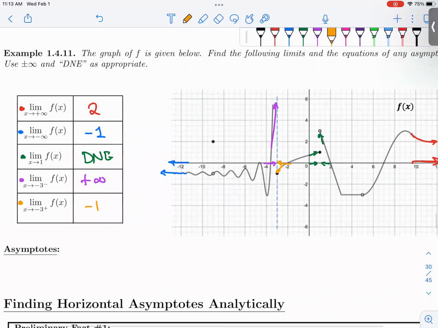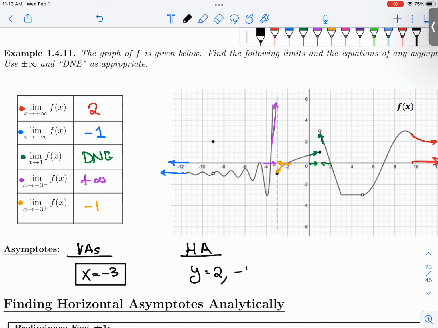So what are the asymptotes? So we have VAs and we have HAs, right? Do I have any vertical asymptotes? Just at -3. X equals -3. That's the only one. And then for horizontal asymptotes, we have one that's tending towards 2. So for HAs, because horizontal asymptotes are equations of lines, we have y equals 2 and y equals -1. I don't know why I boxed that.